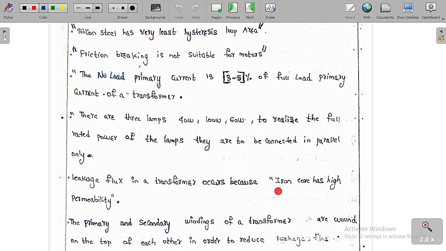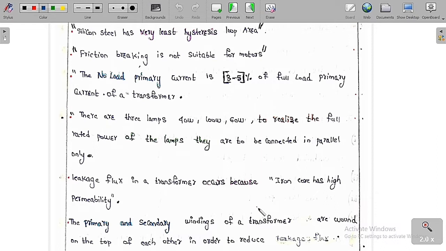Leakage flux in a transformer occurs because the iron core has a high permeability. See, leakage flux, I already told you. The iron core has a huge amount of permeability, which means its reluctance is very less. So always the flux will try to move in those directions where the reluctance is less. As the iron core has less reluctance, the flux will try to move only in the iron core.